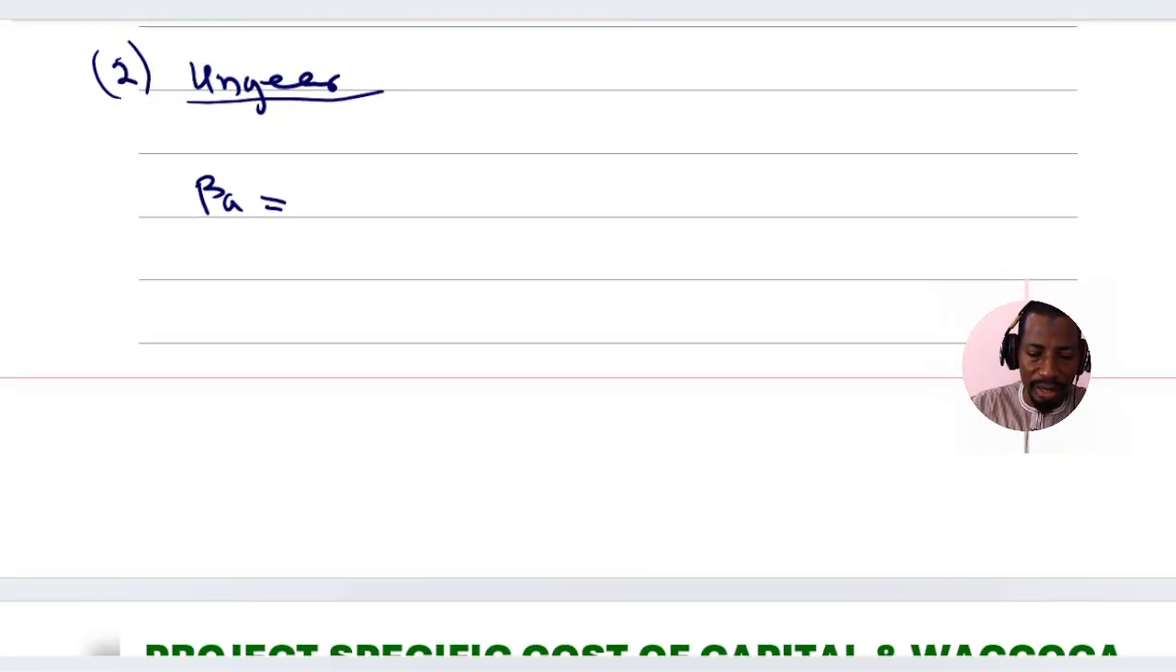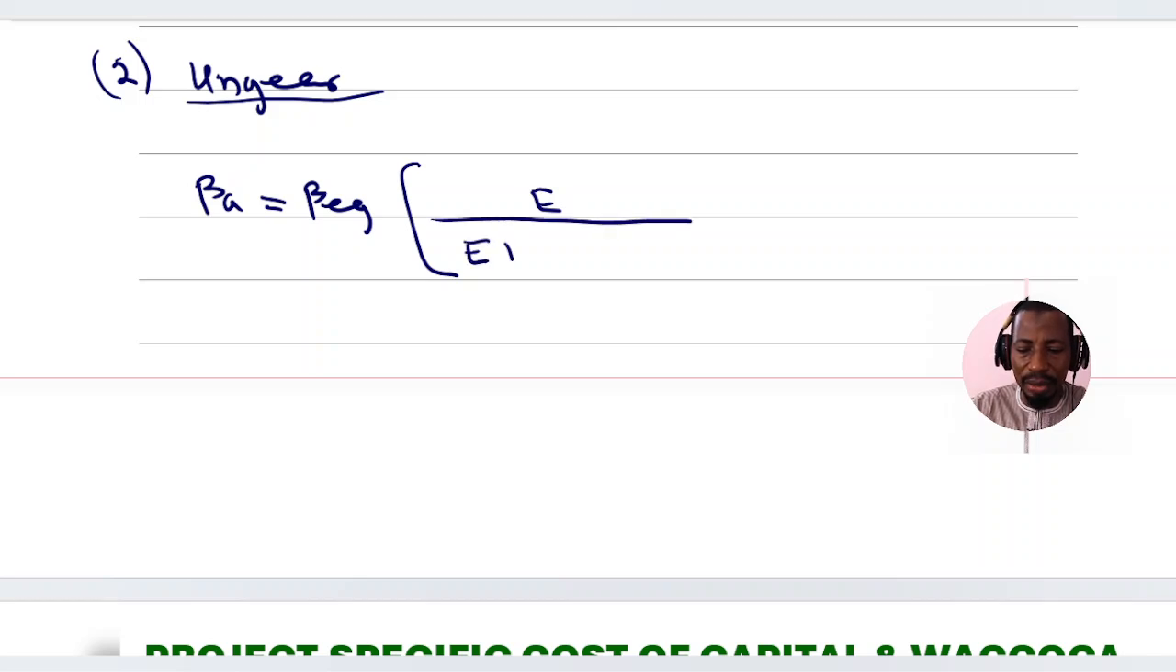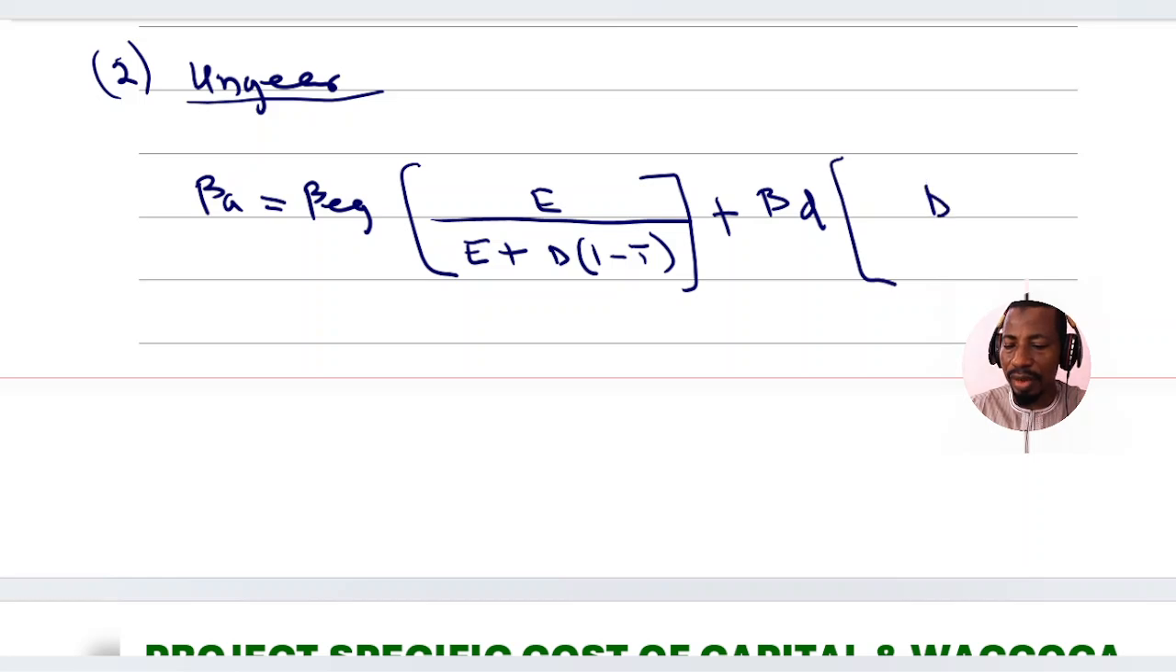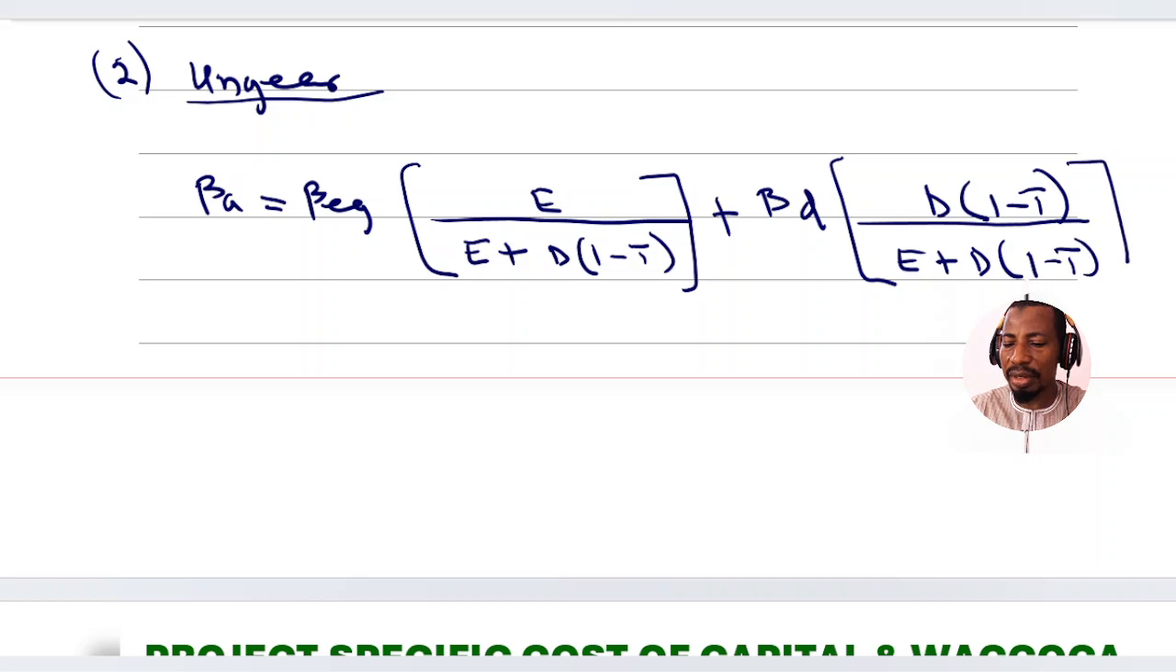Therefore, I would say beta asset equals beta equity of a geared company multiplied by equity value of the proxy company divided by equity value plus the debt value multiplied by 1 minus the tax rate of the proxy company, plus the debt beta multiplied by debt value into 1 minus tax divided by equity value plus the debt value multiplied by 1 minus tax of the proxy company.